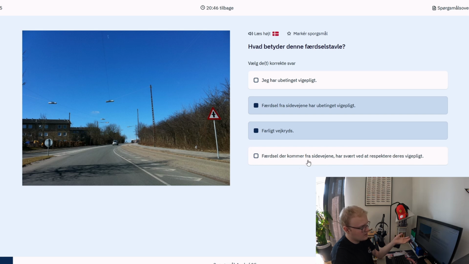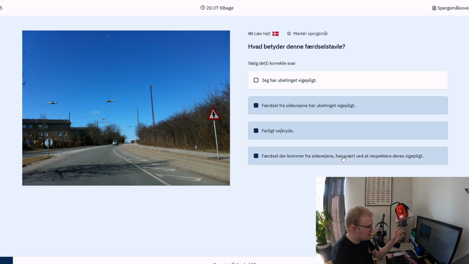It also means that traffic from the side has a hard time respecting the right of way. I don't know if that's what it means, but I think it wants us to answer that. So I'm gonna answer that.